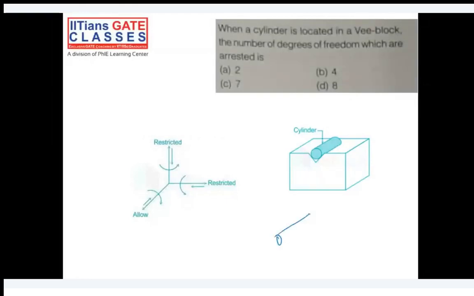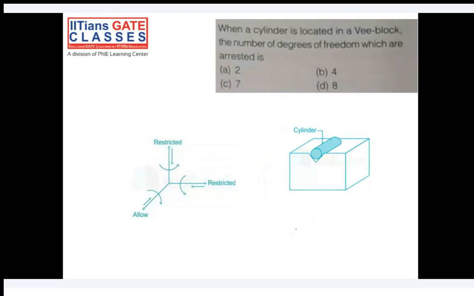See, this is the cylinder. If you keep it free, it will have 6 degrees of freedom. It can translate in x direction, translate in y direction, translate in z direction. It can rotate about x direction, y direction, or z direction. Now we are putting the cylinder into this V block.